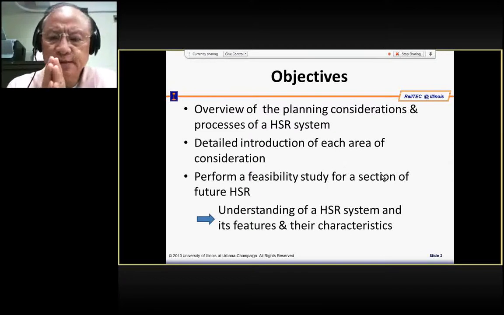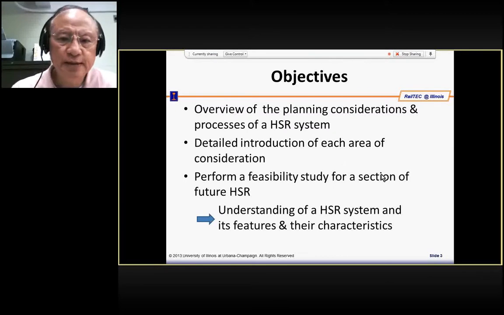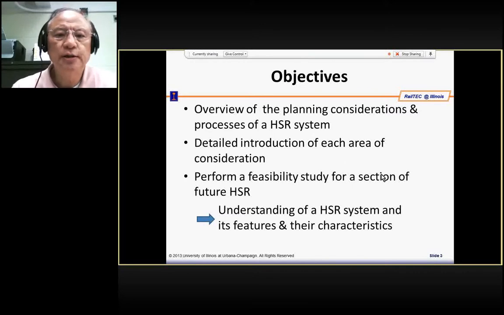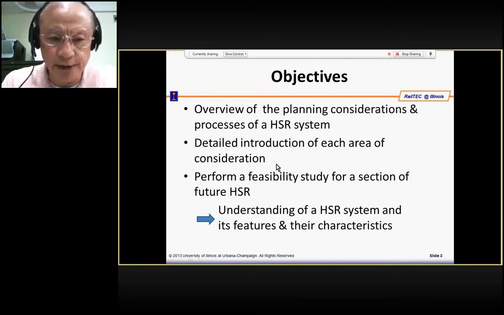So let's talk about the objective of what we want to achieve in this high-speed rail planning class. Our objective of this class is to give students an overview of the considerations required for a high-speed rail system. After going through these fundamental considerations needed to plan a high-speed rail system, we go into a detailed introduction of the areas which have to be considered.